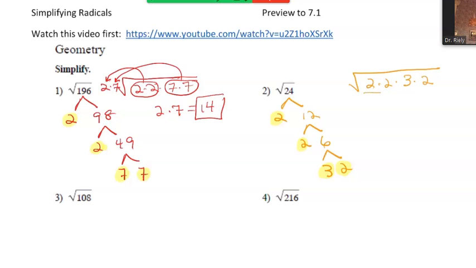So now I'm going to simplify it by circling all the pairs. There's only one pair, it comes out as a single. Whatever's left inside gets multiplied and stays inside. So 2 root 6, or 2 radical 6, is going to be my answer. That's my simplification of radical 24.